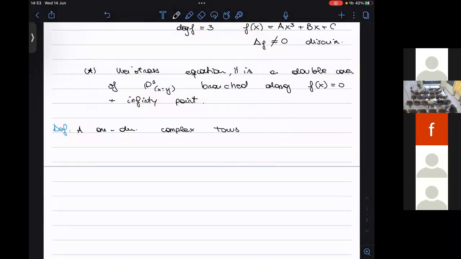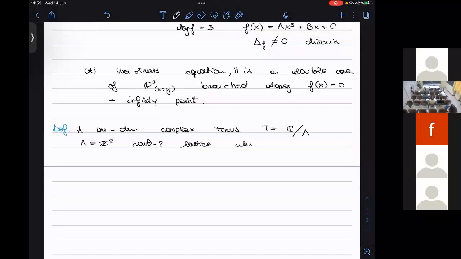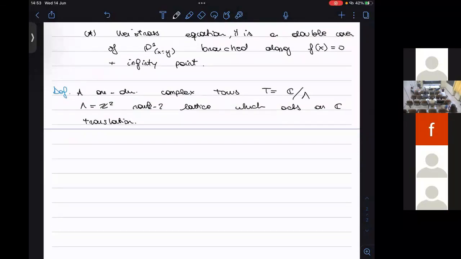So a one-dimensional complex torus is this quotient manifold, where lambda is a rank 2 lattice, which acts on C by translation. So a priori it is a topological quotient, but then it also has the structure of a manifold. Just to set the notation, I will denote by pi this universal cover.